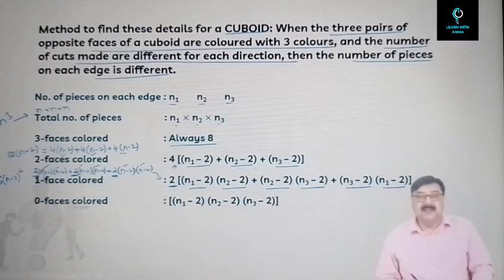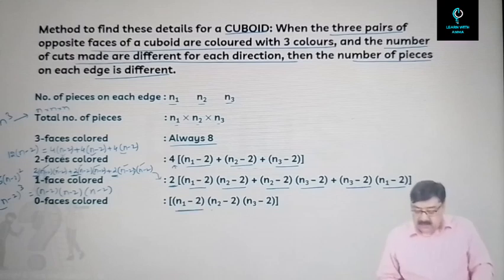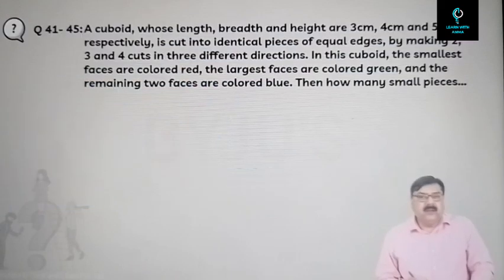Zero face is colored. What was it? It was (n minus 2) whole cube. Where did that come from? For 3 axes or 3 directions, it was n minus 2, again into n minus 2, and was same, so (n minus 2) whole cube. So (n1 minus 2) into (n2 minus 2) into (n3 minus 2). Now let's have a look at a question here.